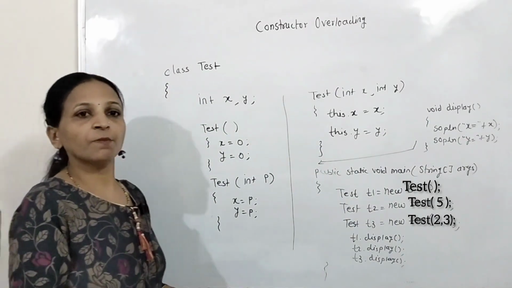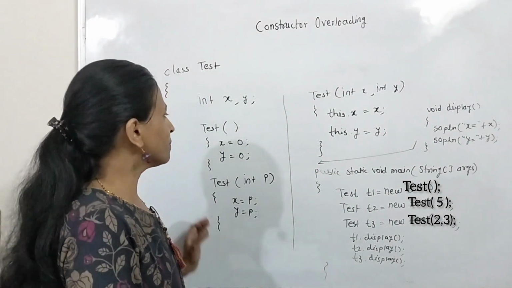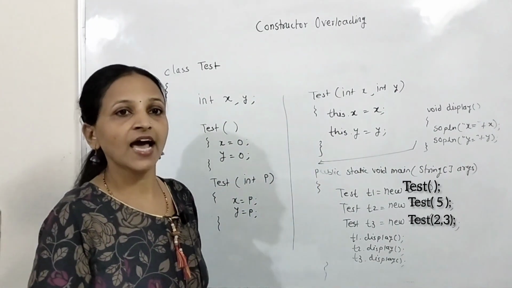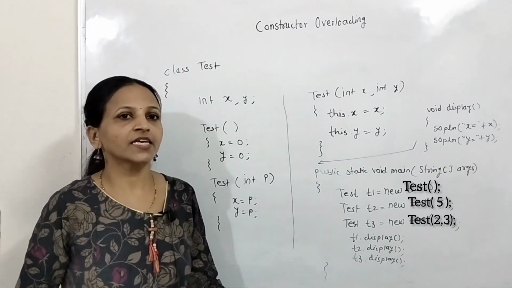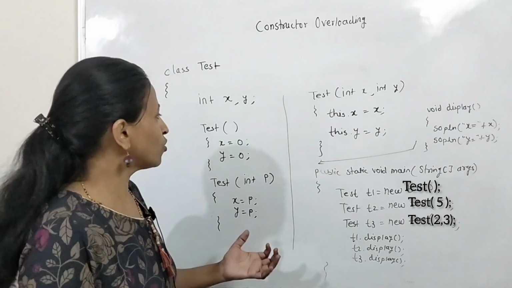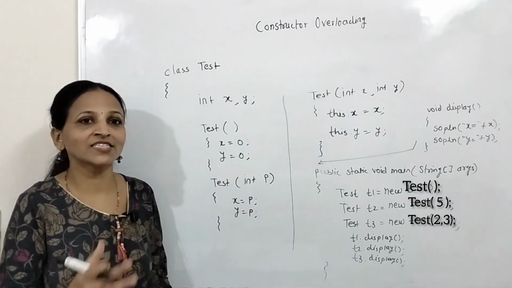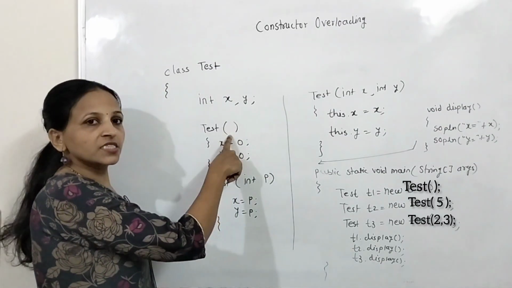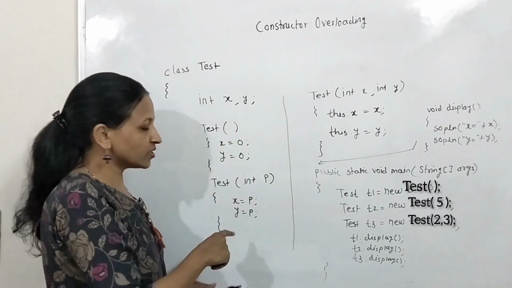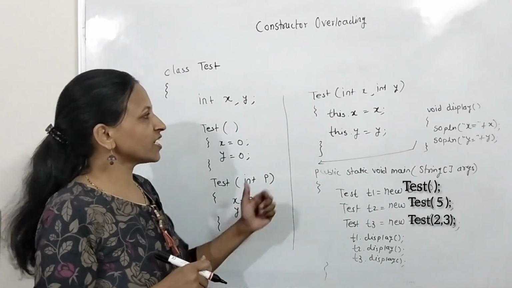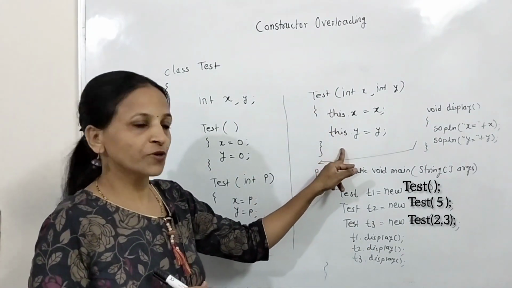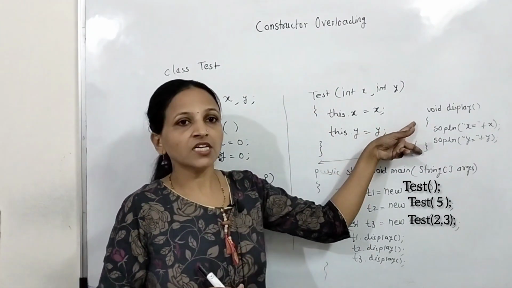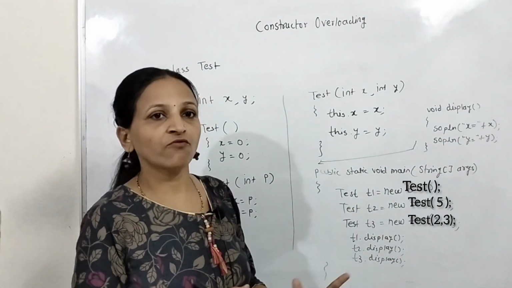See, this is the example of constructor overloading. Multiple constructors are there inside a class. All constructors are taking different arguments. Of course, you cannot write more than one constructor having the same number of arguments. Okay, now here this constructor is a no argument constructor. This one is a constructor taking one integer argument, and this constructor is taking two integers. This display method is to display the value of x and y.